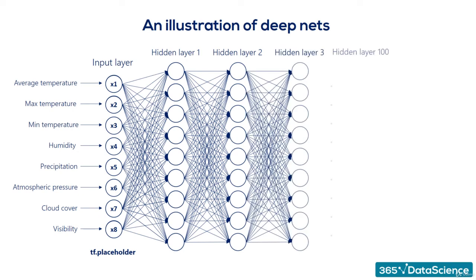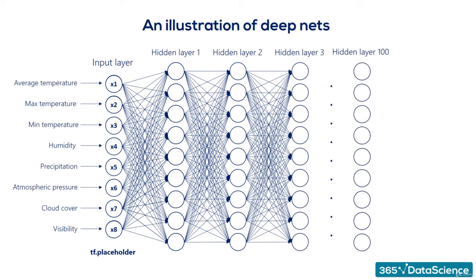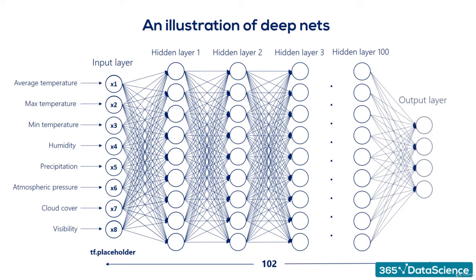We can go on and on and on like this. We can add 100 hidden layers if we want. That's a question of how deep we want our deep net to be. And, of course, we will talk about that later in the course. Finally, we'll have the last hidden layer. When we apply the operation once again, we will reach the output layer.